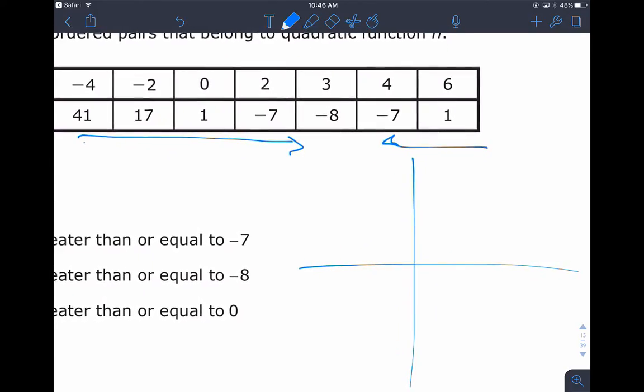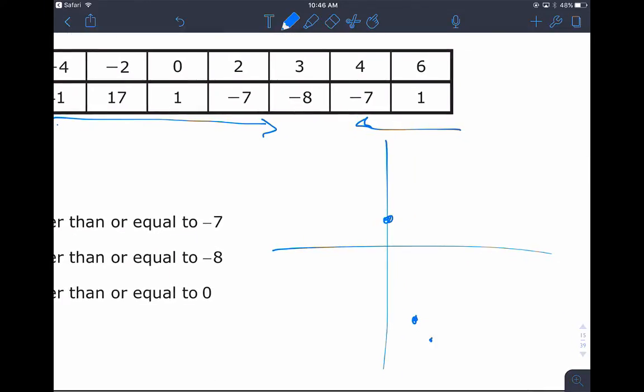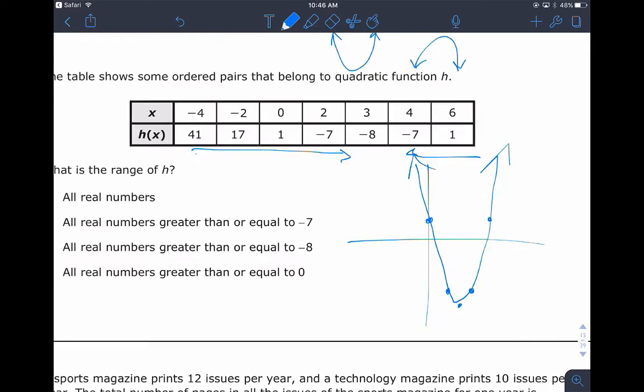So I'm just going to sketch what I think is going on here. You have (0, 1), so there's your y-intercept. You got (2, -7), kind of down there. You have (3, -8), a little bit lower. But then you go back to (4, -7). So it kind of turns around right there. And then I guess you got (6, 1). So this gives us the shape of one of our quadratic graphs. And we'll use this point right here, this point where it turns around. That's called your vertex.